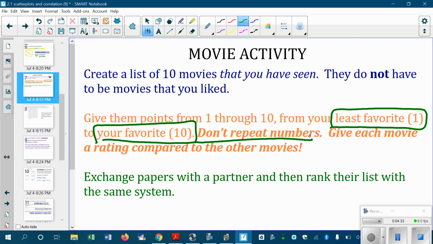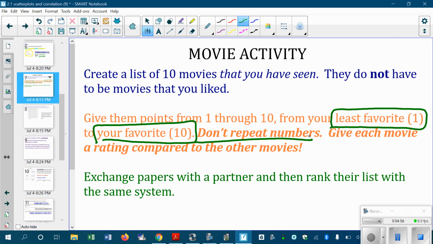And then after that, you will trade lists with your partner, if you could, right? If you're watching this on, and you know your friend who's in class is watching this, you guys could do this via text right now, or you can just ask someone in your house to also rate your movies, okay? So list your movies, rank them, rate them, I should say. 10 is the best, 1 is the worst.